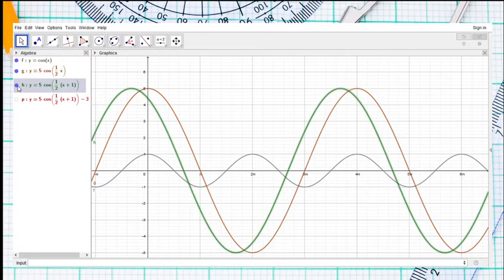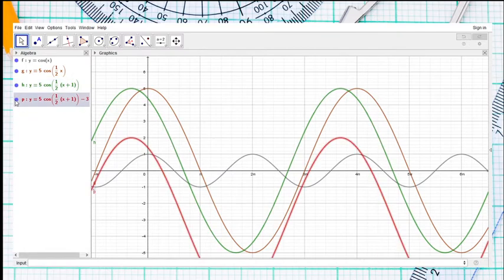So there you have it. It was shifted 1 unit to the left. What if this time it is shifted downward 3 units? So y equals 5 cosine 1 half quantity x plus 1 and negative 3. So again, from our highest amplitude 5, 3 units downward, 1, 2, 3. That's why it is at 2. The highest here is at 2.